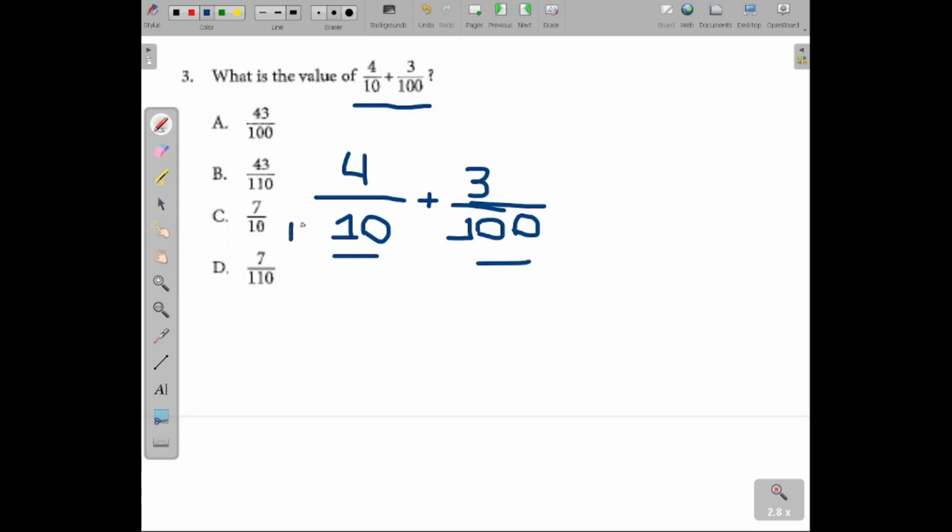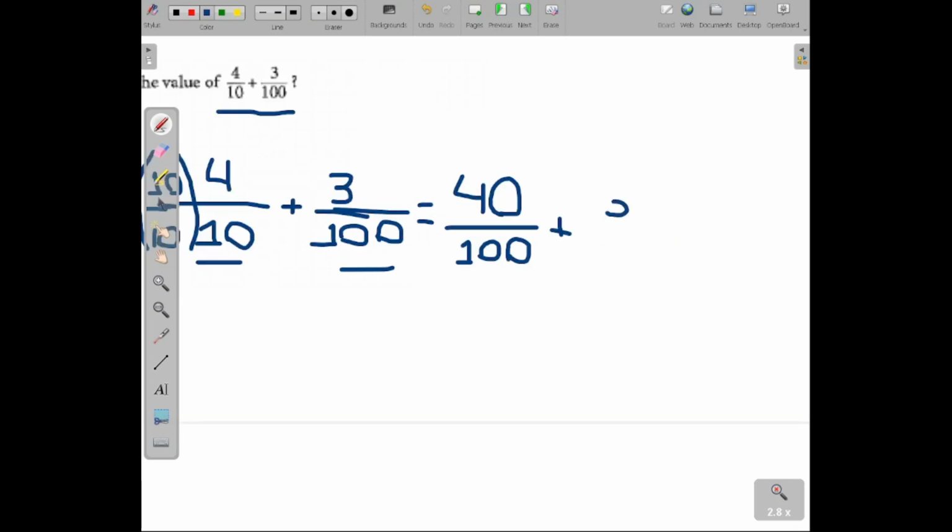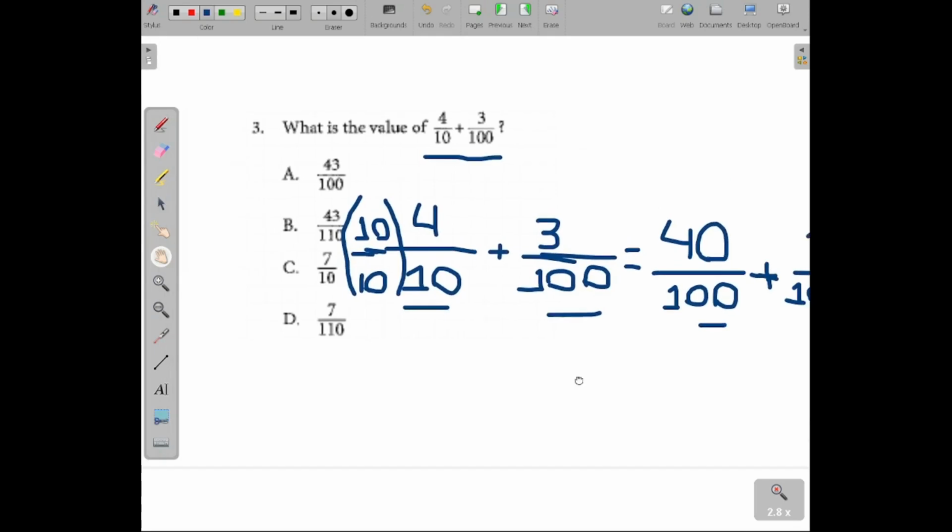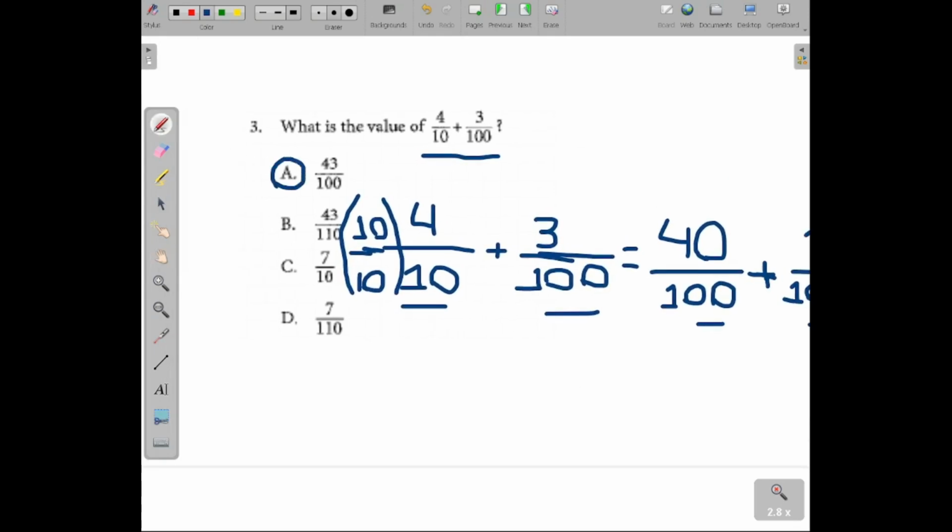So we could multiply and divide this first fraction by 10 divided by 10, and we'll get 10 times 4 is 40, divided by 10 times 10 is 100. Plus the other fraction, 3 divided by 100. We just add the numerators. 40 plus 3 is 43, and the denominator is the same, so 100. The answer is 43 divided by 100. The right answer is B.